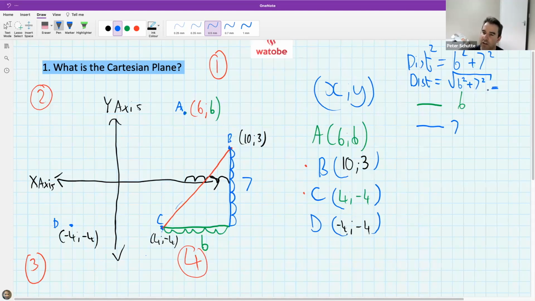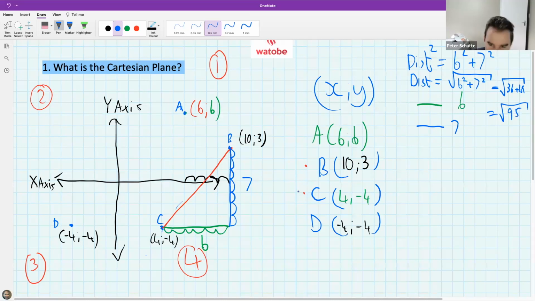And so the answer would be, let's have a look. What do we get? 36 plus 49, which would be the square root of, what would that be? 80, 89, 95, the square root of 95.